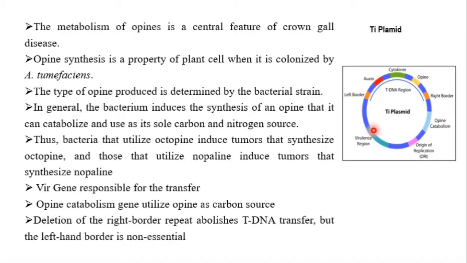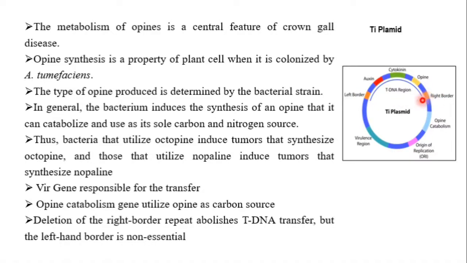Another gene here is the gene for opine catabolism. When the T-DNA portion is transferred into the host cell, the transformed plant cell will produce opine, and the bacteria will use this opine as a carbon and nitrogen source using this opine catabolism gene.